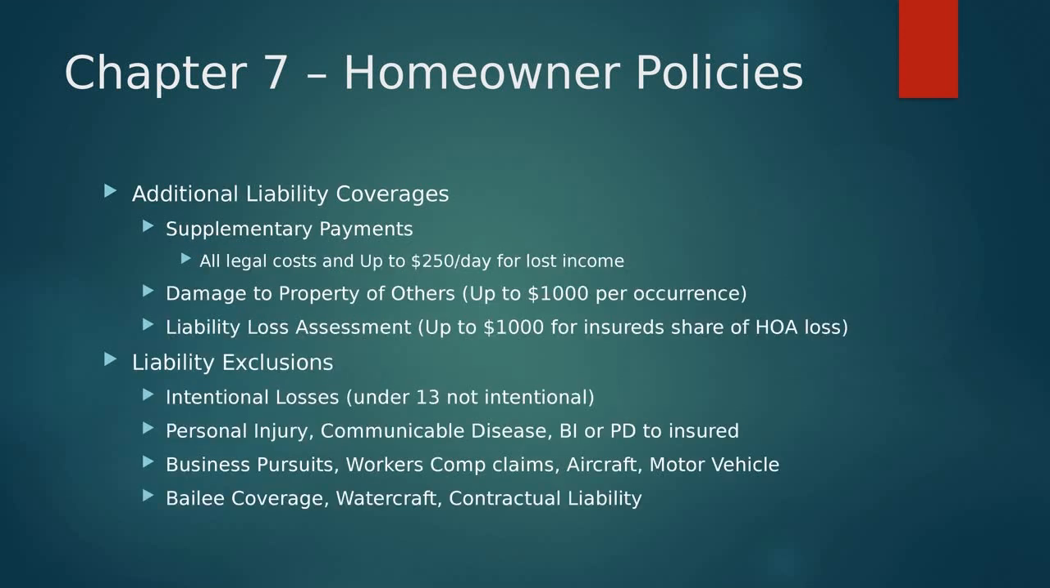Additional liability coverages. So you will get the supplementary payments, like I said, which will pay for your legal costs, your lawyer, any expert witnesses, and it will recompense you for up to $250 a day for your lost income for having to go appear in court on the lawsuit in relation to your homeowner policy. Damage to property of others, up to $1,000 per occurrence. Say you borrowed your neighbor's Toro and you didn't see that big old rock in the yard and you just completely destroyed the $750 Toro. You can use your homeowner's policy to cover that up to $1,000 per occurrence to give the neighbor a brand new Toro because you just completely destroyed theirs.